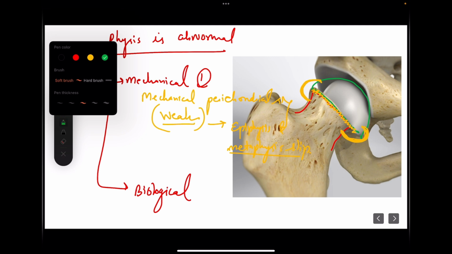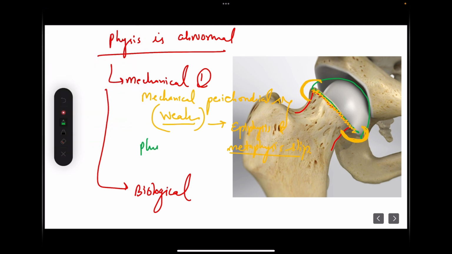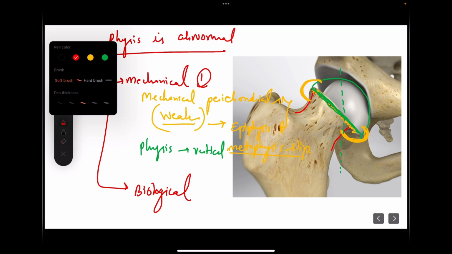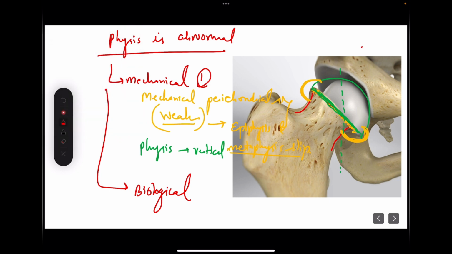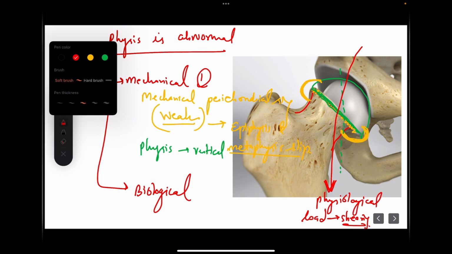What is another mechanical factor? In these patients, the physis is many a times more vertical. The orientation of the physis is not this way, but more vertical, which predisposes the physis to slip with physiological loading. Whenever the physis is more vertical, normal physiological loading will act as shearing. So this shearing force can lead to a slip at the physis.